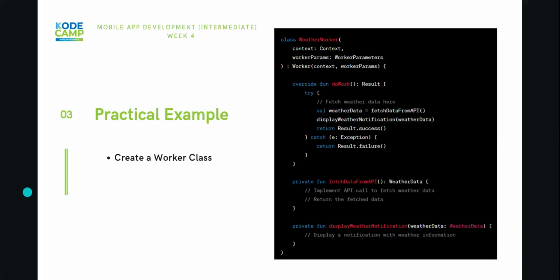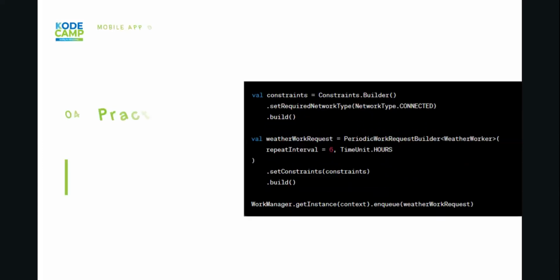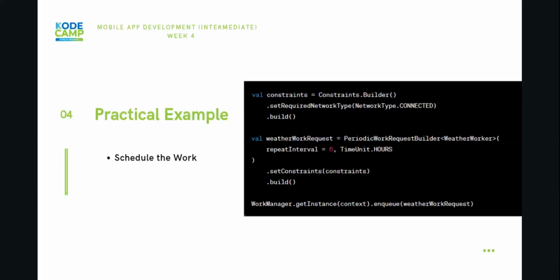Okay, now let's move on. So the next thing is to schedule the work, right? That's the next thing. The next thing is to actually schedule the work. So we use what we call constraints, right? Constraints.Builder, right? So this is an example of a constraint.